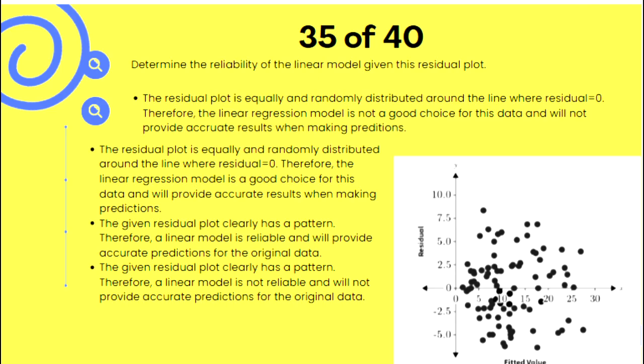35. Determine the reliability of the linear model given this residual plot. Okay, the residual plot is equally and randomly distributed around the line where residual equals 0. That is true. Therefore, the linear regression model is not a good choice. No, we want it to be random. The residual plot is equally and randomly distributed around the line where residual equals 0. Therefore, the linear regression model is a good choice for this data and will provide accurate results when making predictions. It does not have a pattern, so both of these are wrong.